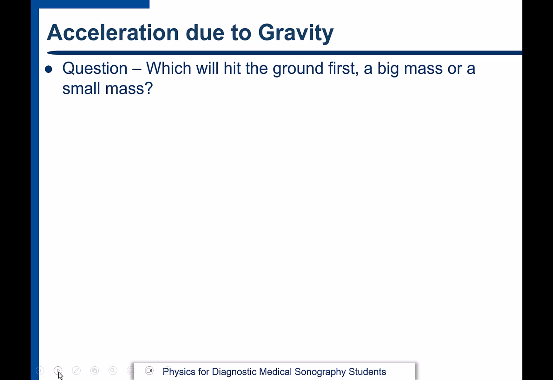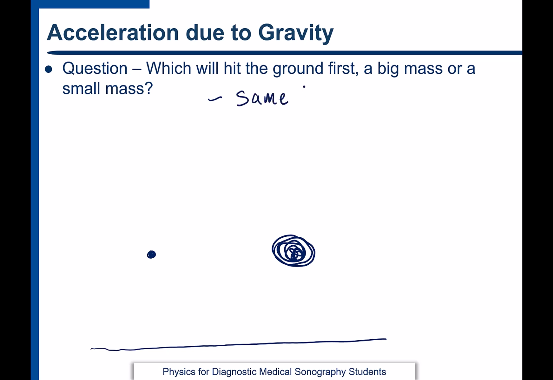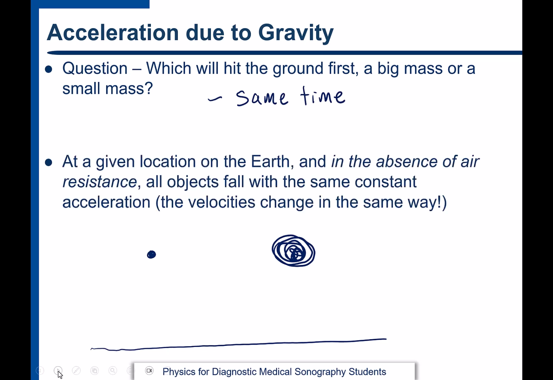Let's look at the acceleration due to gravity. Let's start with this question. Which will hit the ground first, a big mass or a small mass? So let's say I have a little rock and I've got a big rock. Which do you think will hit the ground first if I drop them at the same time? Well, the answer is they will land at the same time. And that's because the acceleration due to gravity is constant. In other words, both objects' velocities are going to change in the same way.